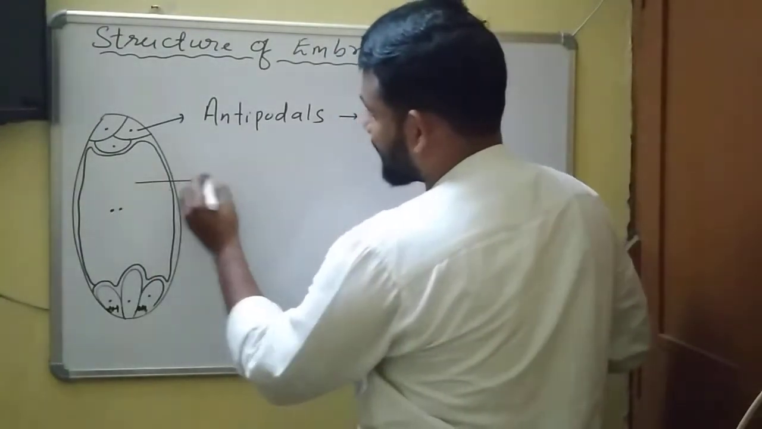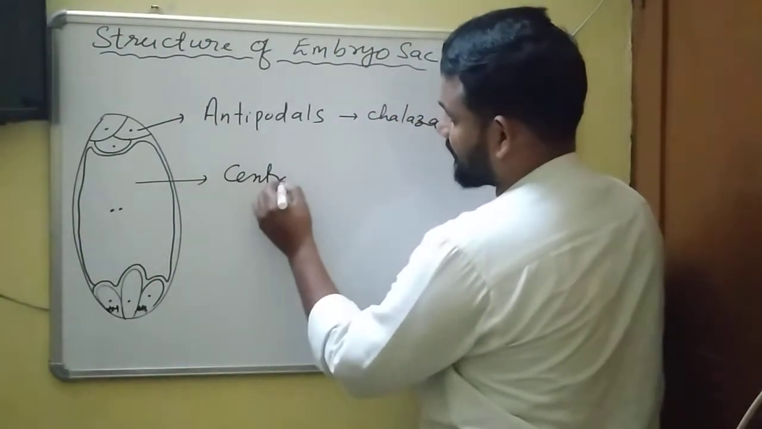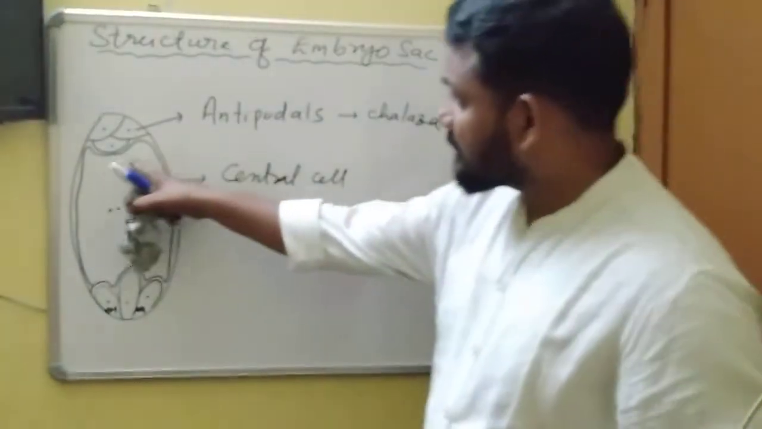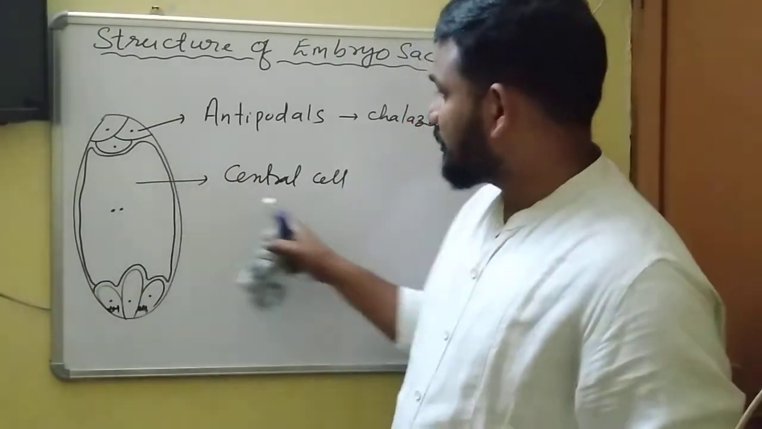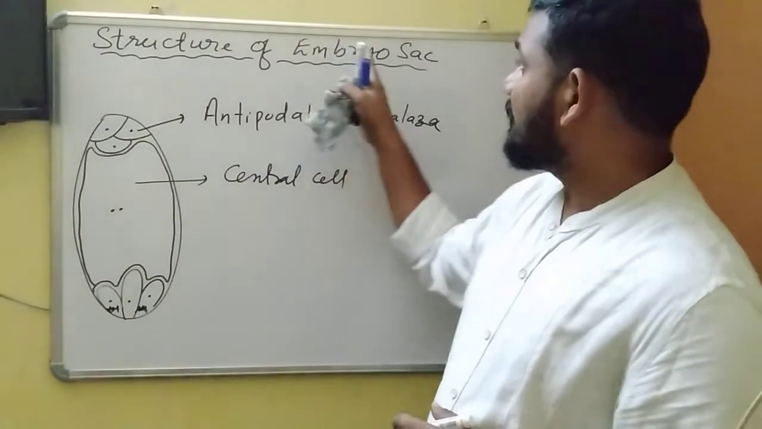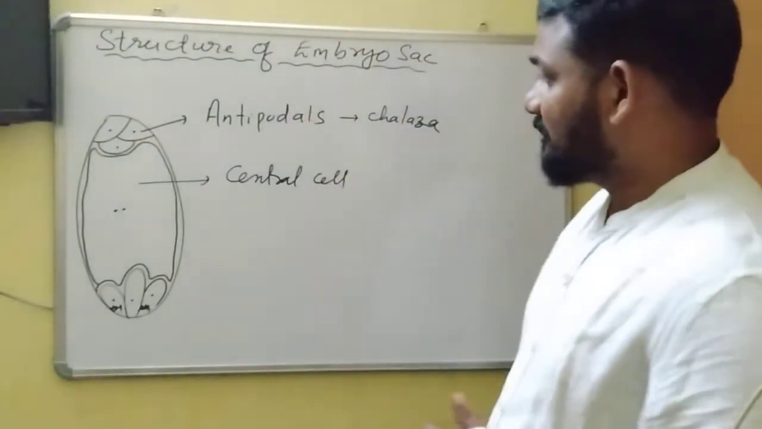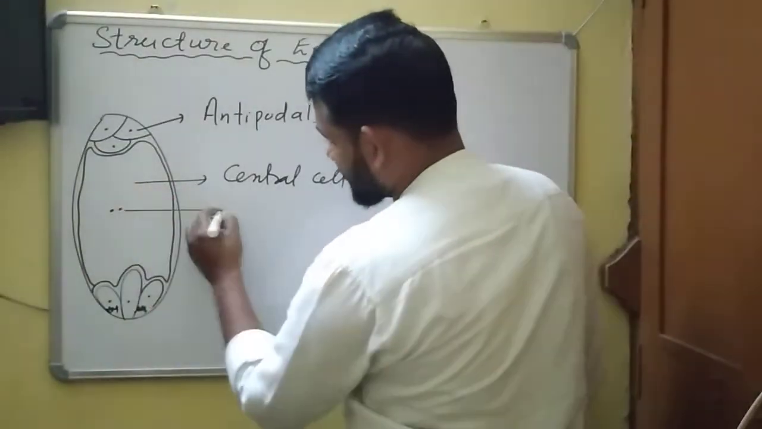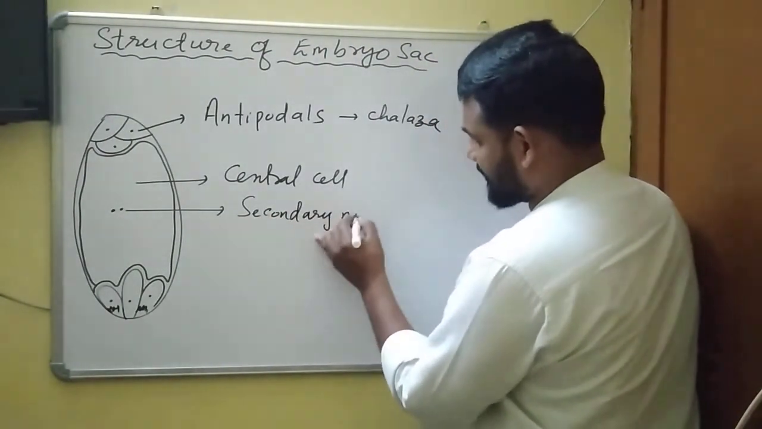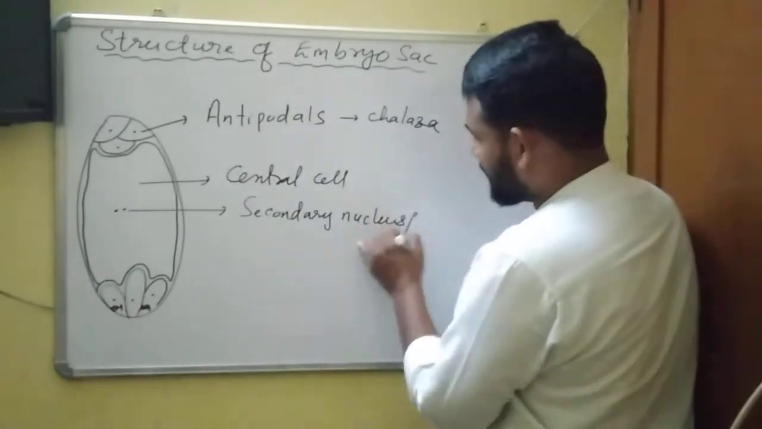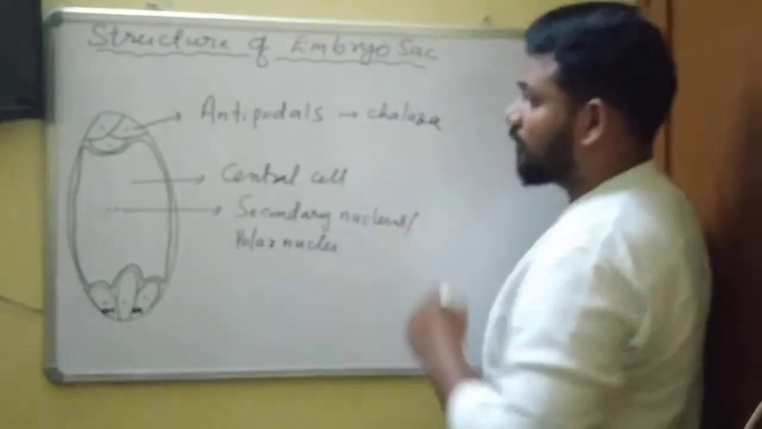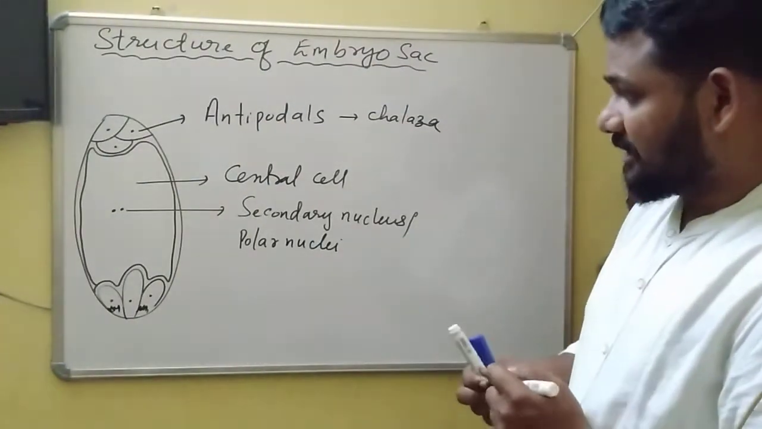And this is the second part, called the central cell. The central cell is the largest cell. This entire region is called the central cell, the largest cell of the embryo sac or female gametophyte. This central cell possesses the secondary nucleus, which is also known as the polar nucleus. So the polar nucleus is situated in the central cell.